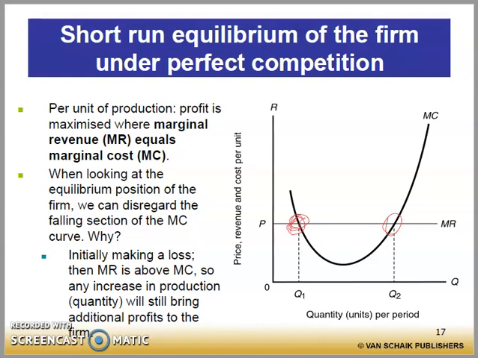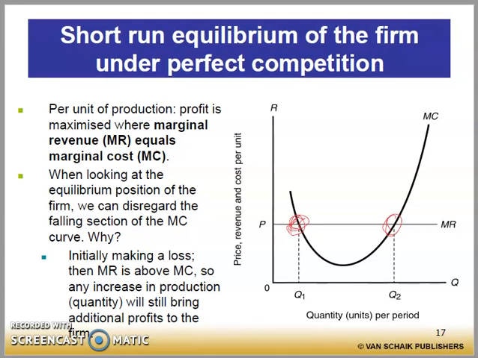That is, the losses are being maximized, while at a point where the marginal revenue is equal to the marginal cost along the rising part of the marginal cost curve, then profit is being maximized.